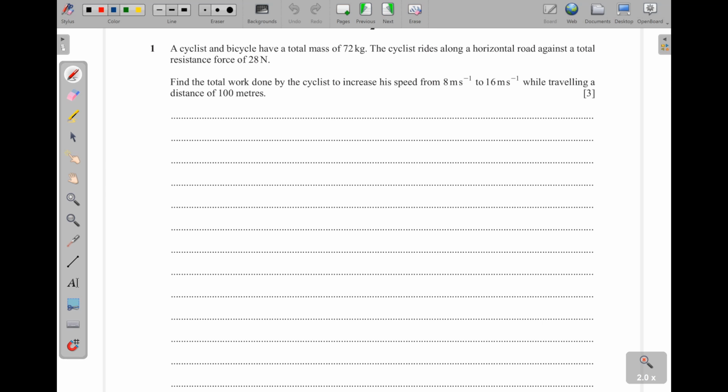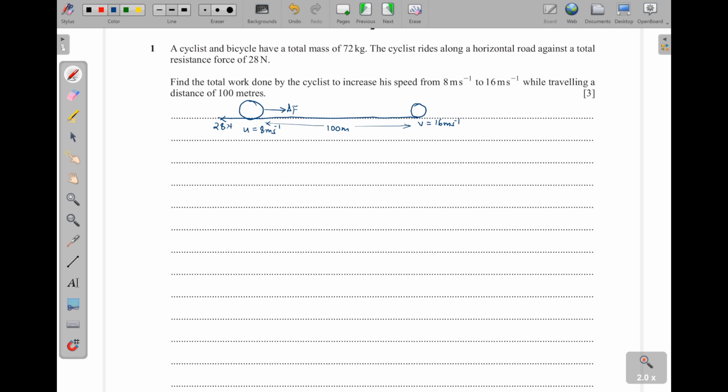In my sketch here, I'm going to represent this as the cyclist. He's going this side, which means he has the driving force. Here there is resistance to motion, which is 28 newtons. The speed here is 8 meters per second. Then this cyclist reaches here, and the final speed here is 16 meters per second. They have told us that the distance he moves is 100 meters.